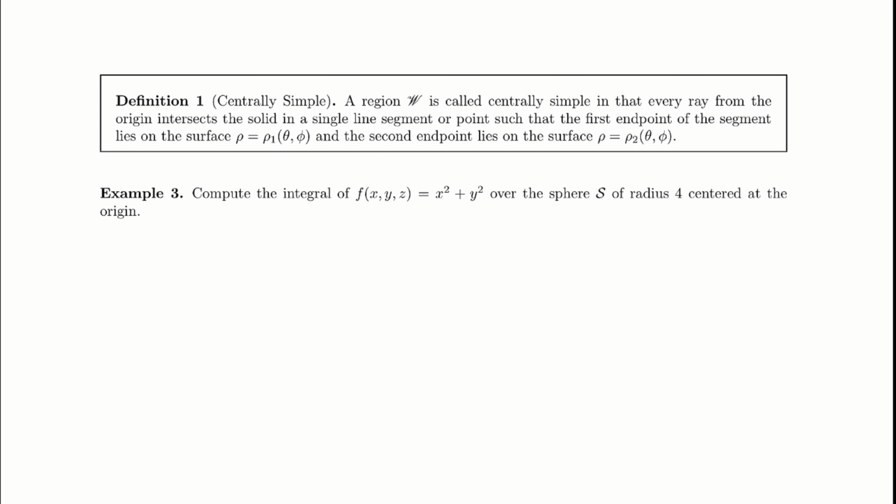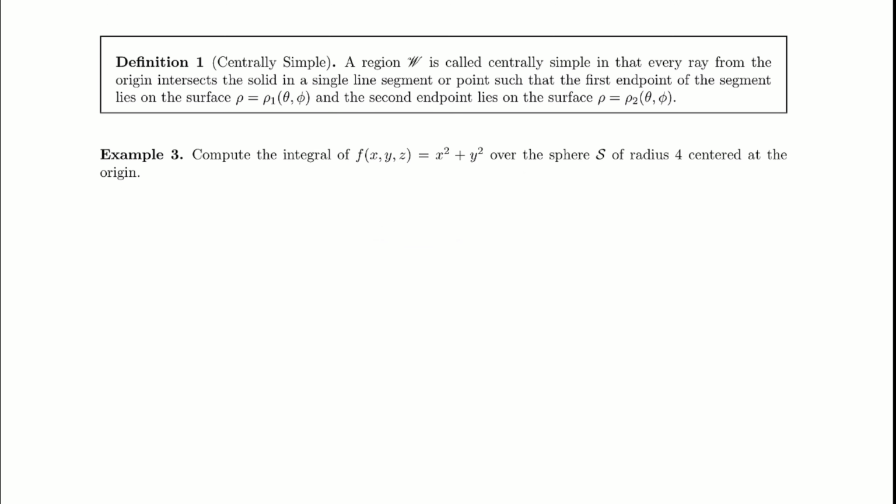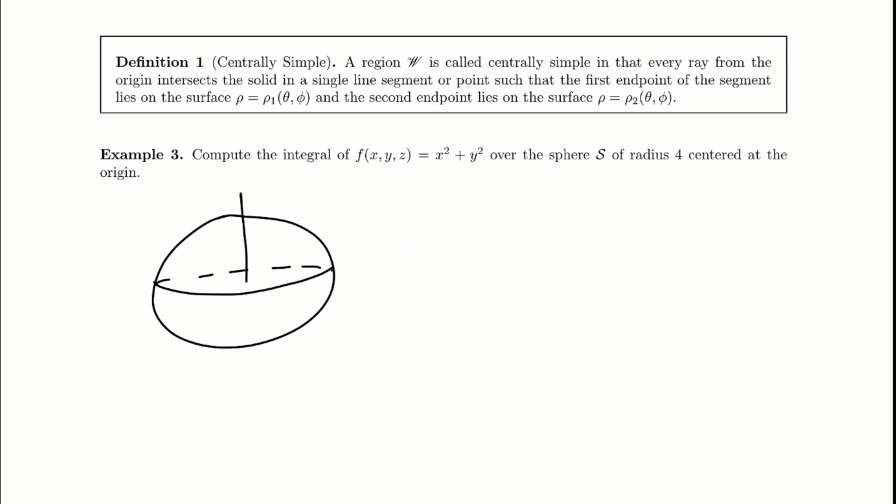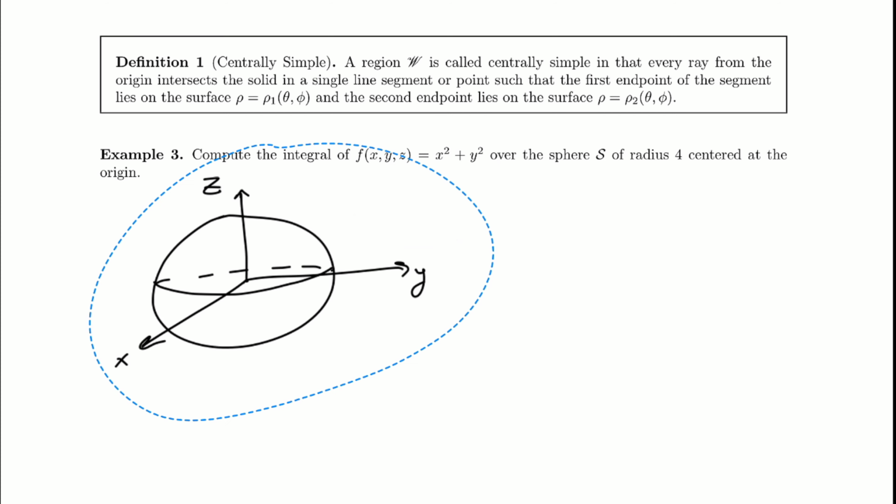And we're going to integrate this function f over the sphere of radius 4 centered at the origin. So what we want to be able to do here is first sketch this region. Not difficult to do so, but it's useful, especially getting started here. So here is a wonky looking sphere. And here are the usual three space axes.